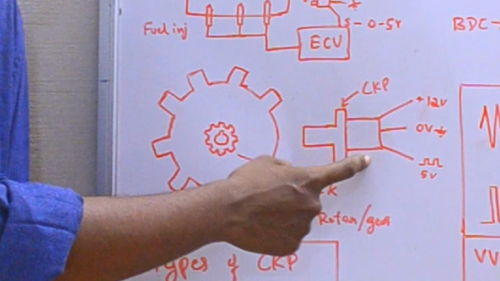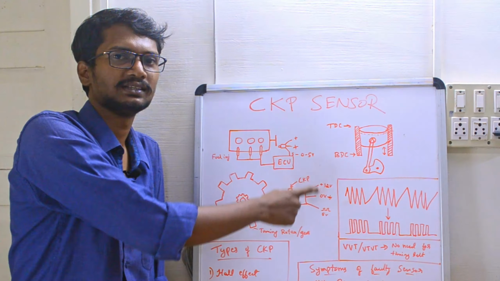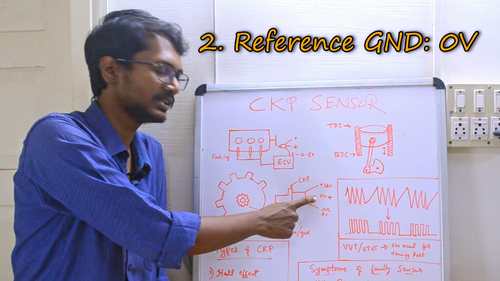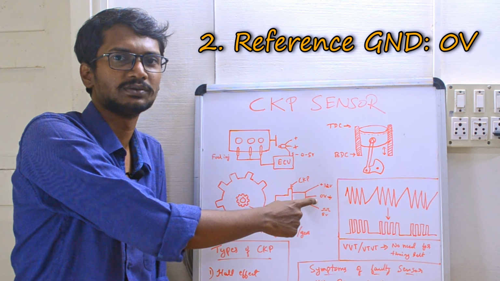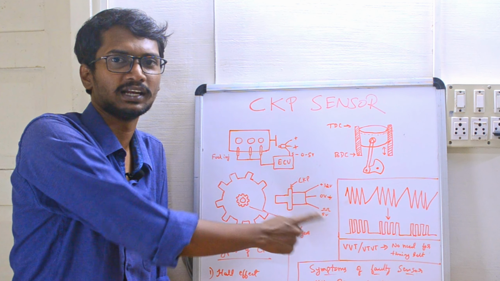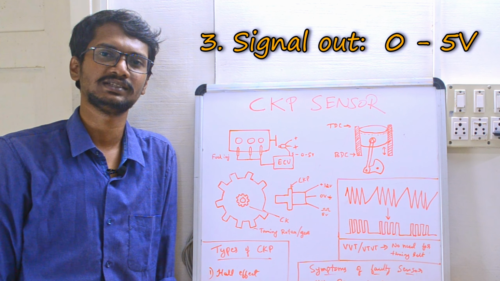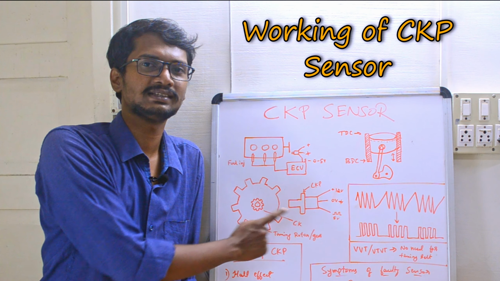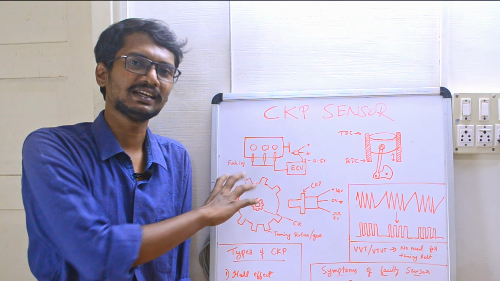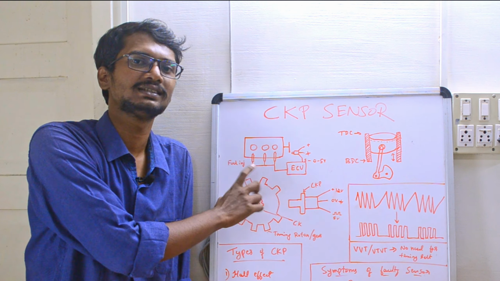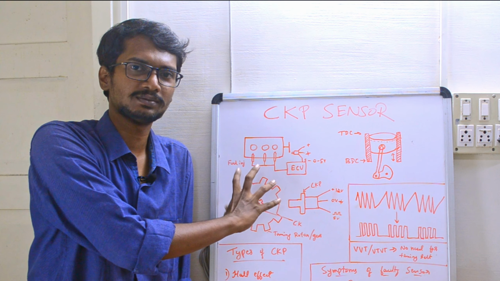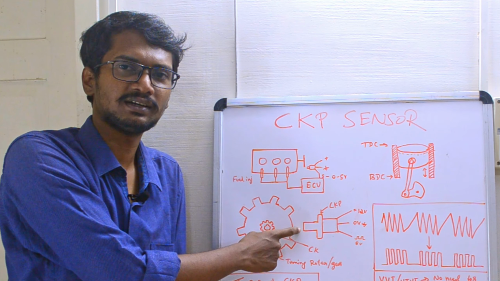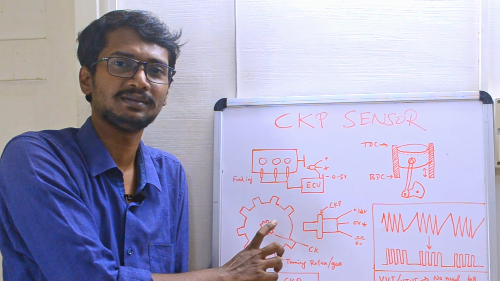Here in the CKP sensor we can see 3 wires. The first one is power, usually it will be 12 volts, the second one is reference, that is 0 volts, and the third one is signal output, usually in the range of 0 to 5 volts. Let's understand how exactly this sensor works. Imagine the crankshaft is rotating clockwise, thus the timing rotor will also be rotating clockwise. As soon as this tooth reaches in front of this sensor, a voltage will be induced.